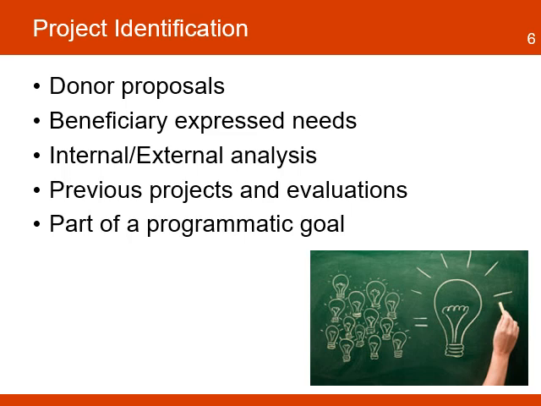Identifying potential projects can come from many areas. The most common sources for new projects come from donors' proposals that have identified a problem and are asking for solutions from the organization. The expressed needs from beneficiaries the organization has worked with before, an internal or external analysis of a problem or problems, the evaluations from previous projects that can include the identification of problems or opportunities, and initiatives that are part of the programmatic long-term goals of the organization.